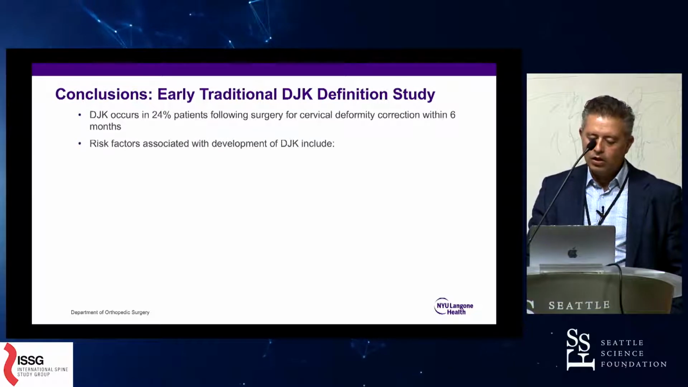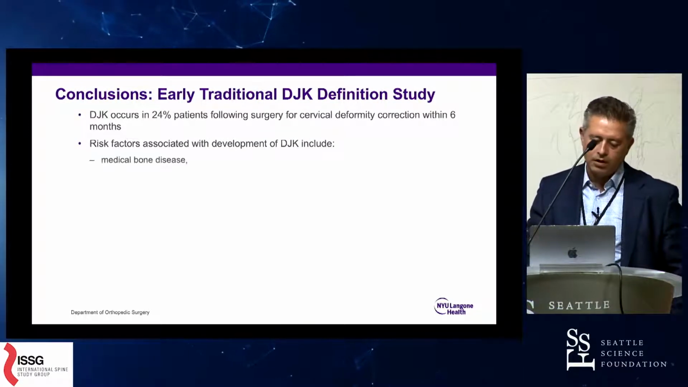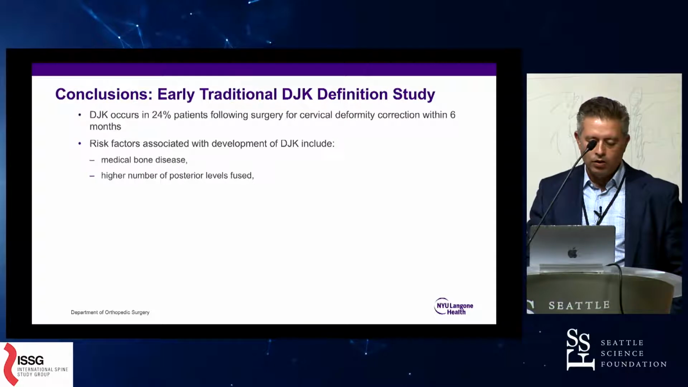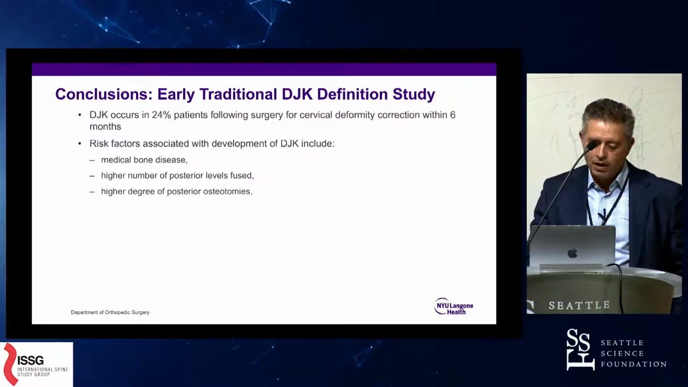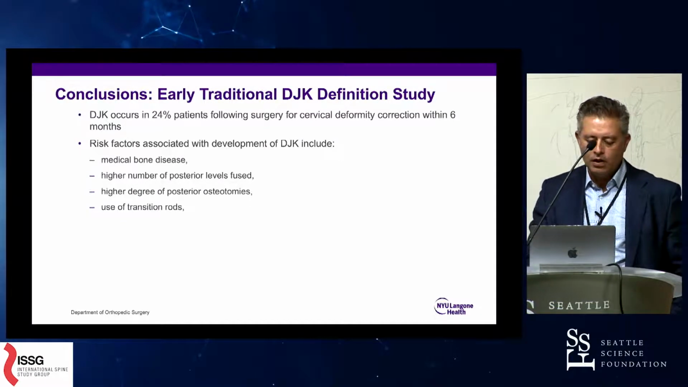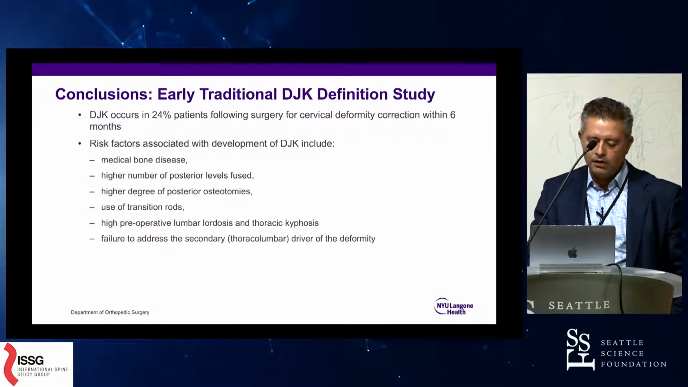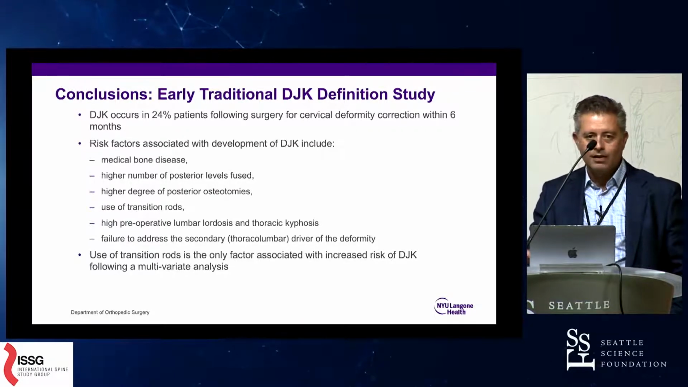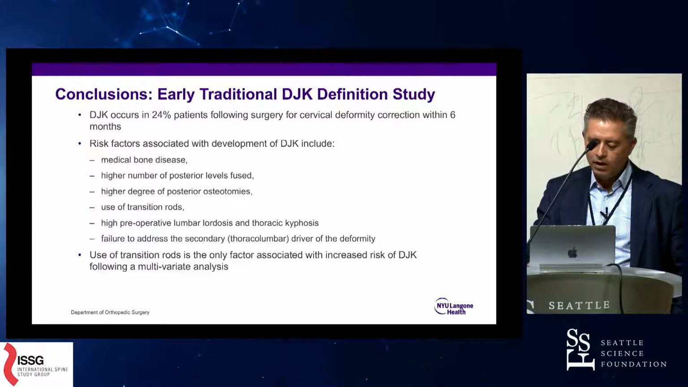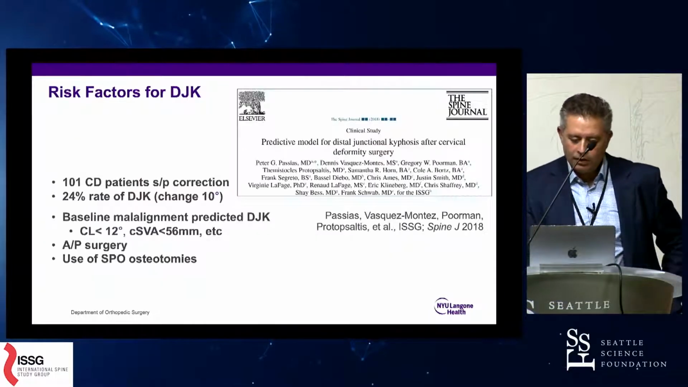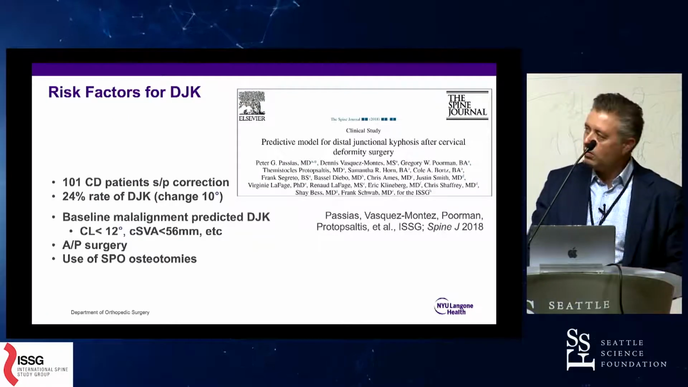And so it occurred in 24% of the patients within 6 months, because again, we had shorter follow-up, but you can see 24% is a significant amount, maybe even a little bit more than what your experience is in thoracolumbar deformity corrections. And risk factors included metabolic bone disease, more number of levels fused, more osteotomies, transition rods, preoperative lordosis and thoracic kyphosis, failure to address whether or not there's another driver of kyphotic deformity lower down in your patient. This gave us a basis to work off of.